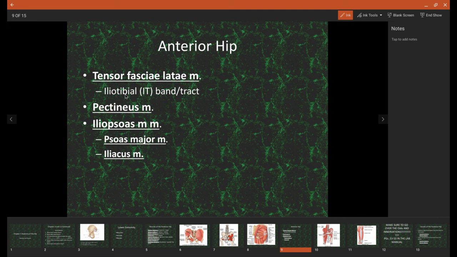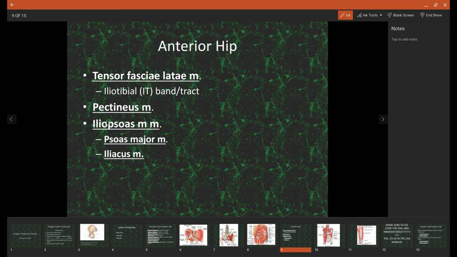We're also going to have pectineus muscle, which it will insert onto that pectineal line of the femur. That's where that feature of the femur got its name from, because this muscle right here is going to be inserting onto it. Pectineus is a really tiny muscle that's found right around the groin region.